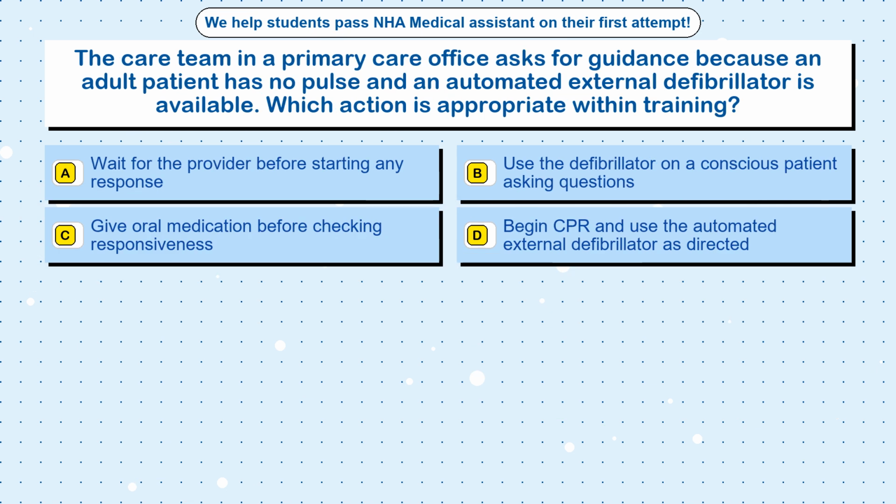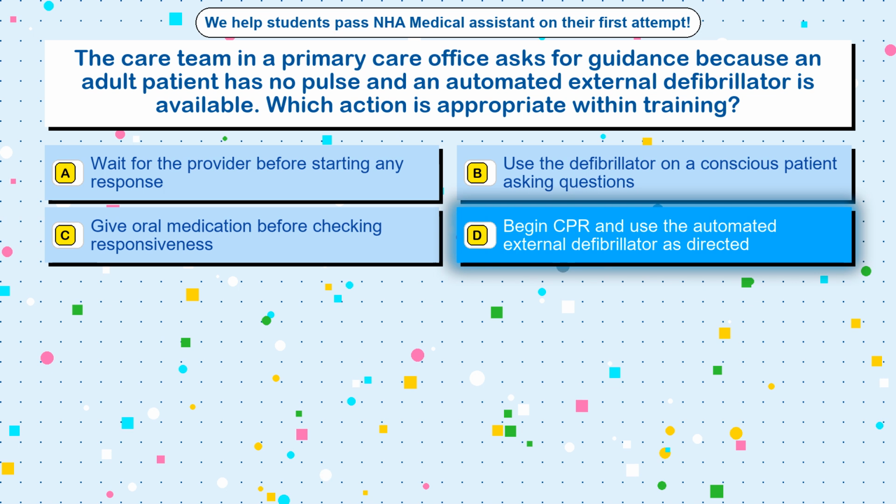Question 58. The care team in a primary care office asks for guidance because an adult patient has no pulse and an automated external defibrillator is available. Which action is appropriate within training? Option A. Wait for the provider before starting any response. Option B. Use the defibrillator on a conscious patient asking questions. Option C. Give oral medication before checking responsiveness. Option D. Begin CPR and use the automated external defibrillator as directed. The correct answer is option D.